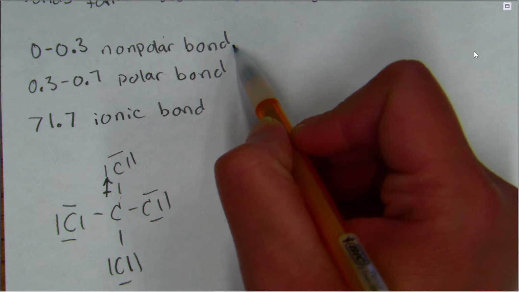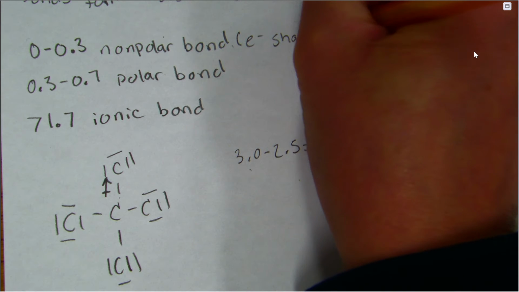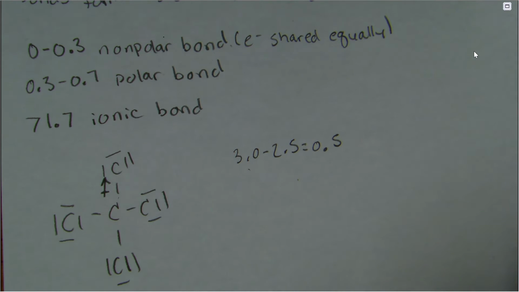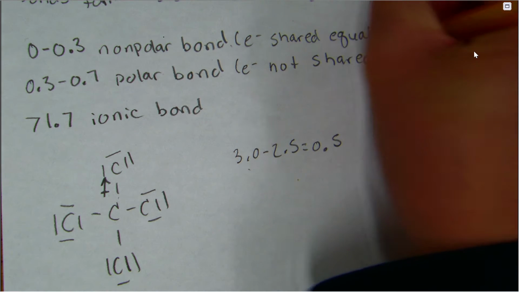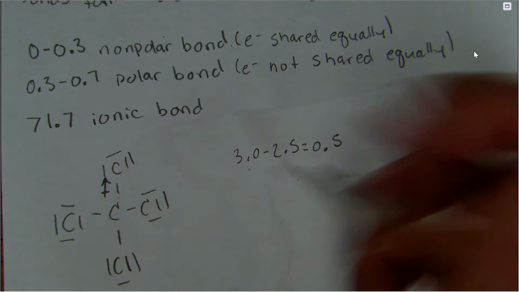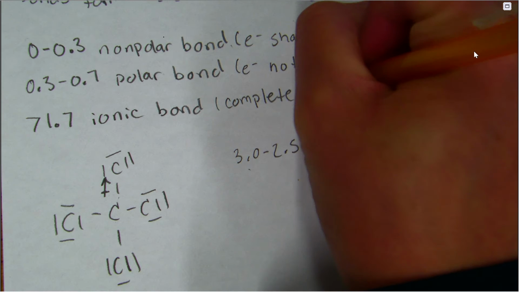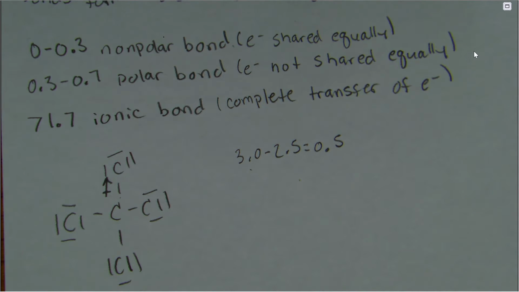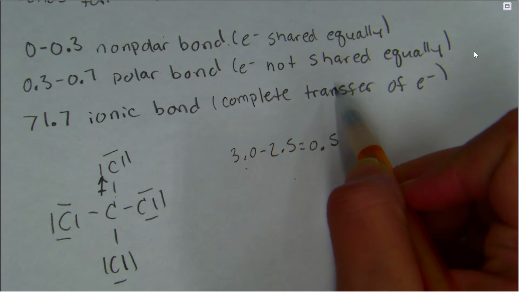Now remember, a nonpolar bond is when electrons are shared equally. A polar bond is when electrons are not shared equally. An ionic bond is when we have a complete transfer of electrons. Okay, so when I have a polar bond, we are not sharing equally.